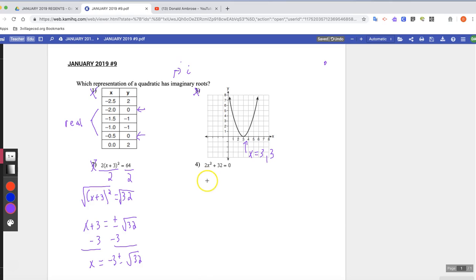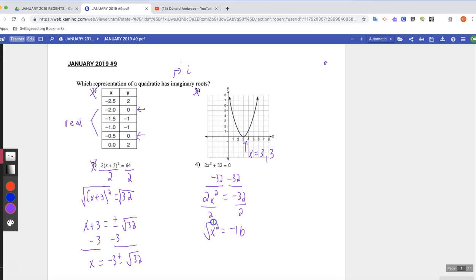Choice 4 is going to be the answer, but let's see where the imaginary roots come from. If we try to solve for x, we would do that perhaps by subtracting 32 from both sides. We'd have 2x^2 equaling -32. We would then divide both sides by 2, and we would get x^2 equaling -16.